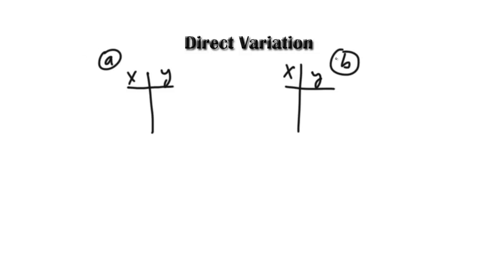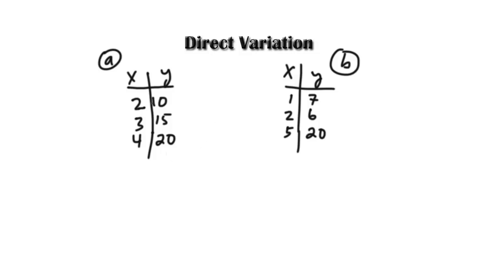Alright, let's say you have these two t-tables. Call this one A, call this one B, and you have these corresponding numbers here. For A: 2, 3, 4 for x and 10, 15, 20 for y. And for B, you have 1, 2, 5 and 7, 6, 20. The question is, can we use the t-table to check to see if there's a direct variation?